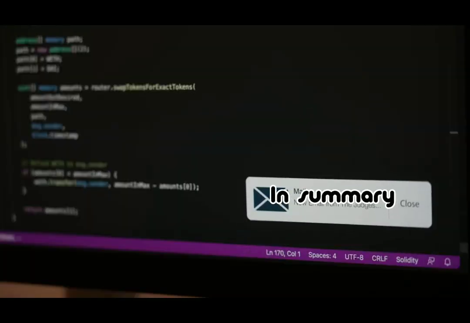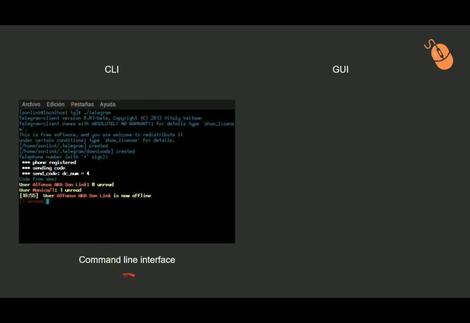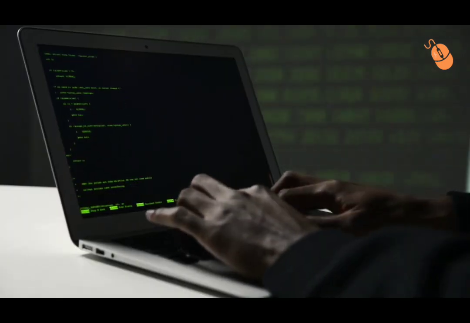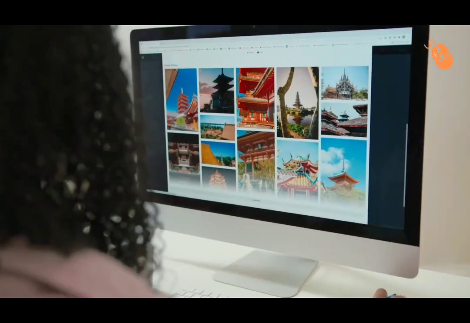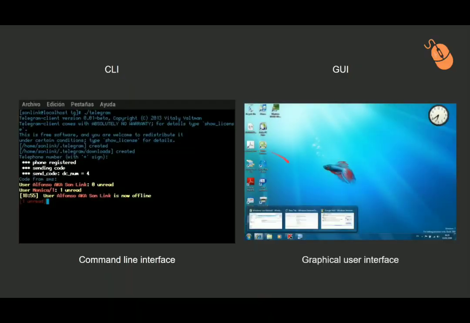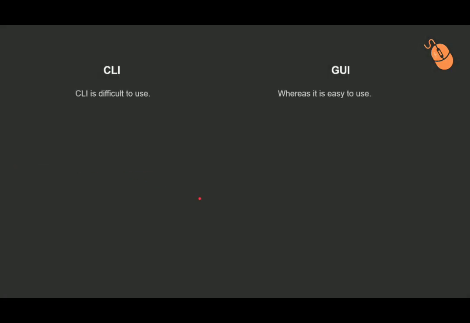In summary, console interfaces and GUIs have their strengths and weaknesses, and the choice between the two depends on the task at hand. Console interfaces are ideal for tasks that require automation or that can't be done easily through a GUI. On the other hand, GUIs are more user-friendly and accessible to beginners, and are ideal for tasks that require visualization and interactivity.